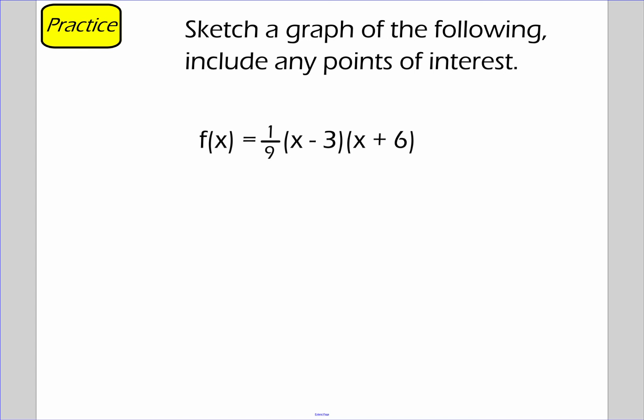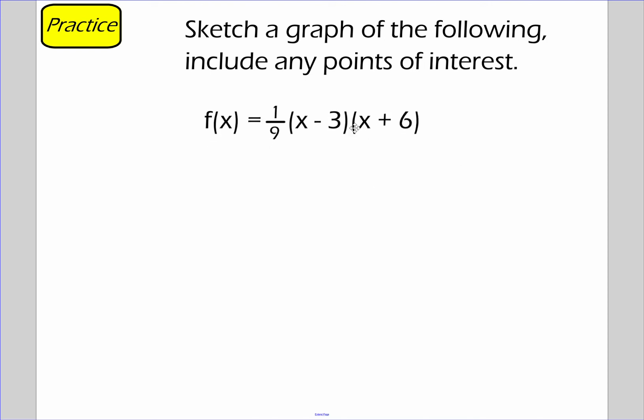All right, so let's take a look at how we use this information. We're going to sketch a graph of this function right here, f of x equals 1/9 times x minus 3 times x plus 6. It's already in factored form. Okay, so what do we know? Well, we know that it's concave up, so it's going to open up.